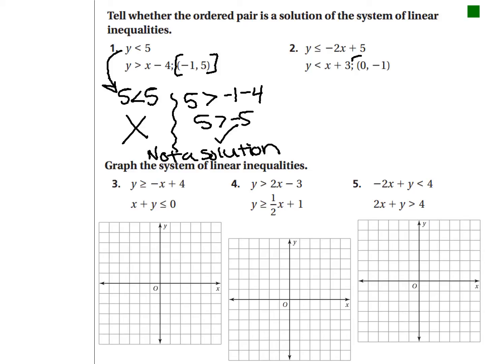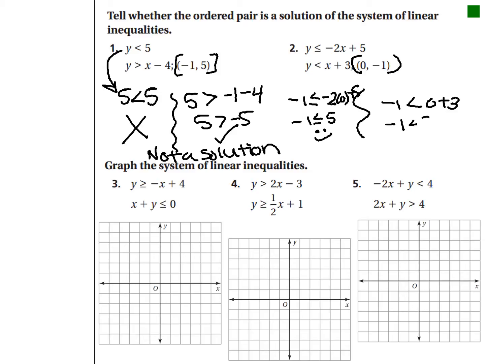Thank you for pausing your video. What we're going to do is plug in our solution in the 2. So is negative 1 less than or equal to negative 2 times 0 plus 5? Is negative 1 less than or equal to 5? The answer is yes. All right, the second one is negative 1 less than or equal to 0 plus 3. Negative 1 is less than 3, the answer is yes, so this is a solution, so yes.